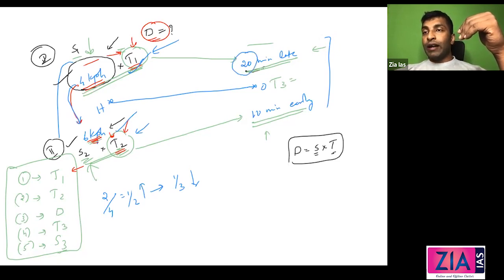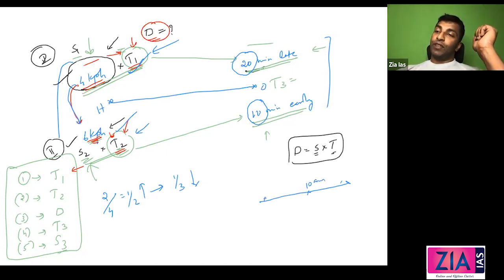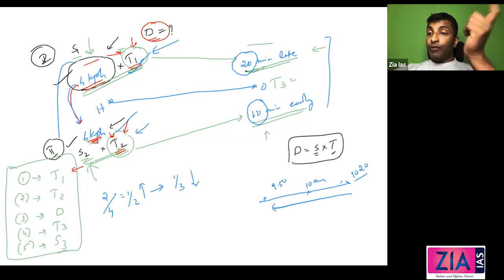First case, 20 minutes late. Second case, 10 minutes early. Look at the change. Suppose you need to reach the office at 10 a.m. First case, you're reaching at 10:20. Second case, you're reaching at 9:50. So from here, can you tell me what change happened in time? 10:20 to 9:50. Time change is 30 minutes.